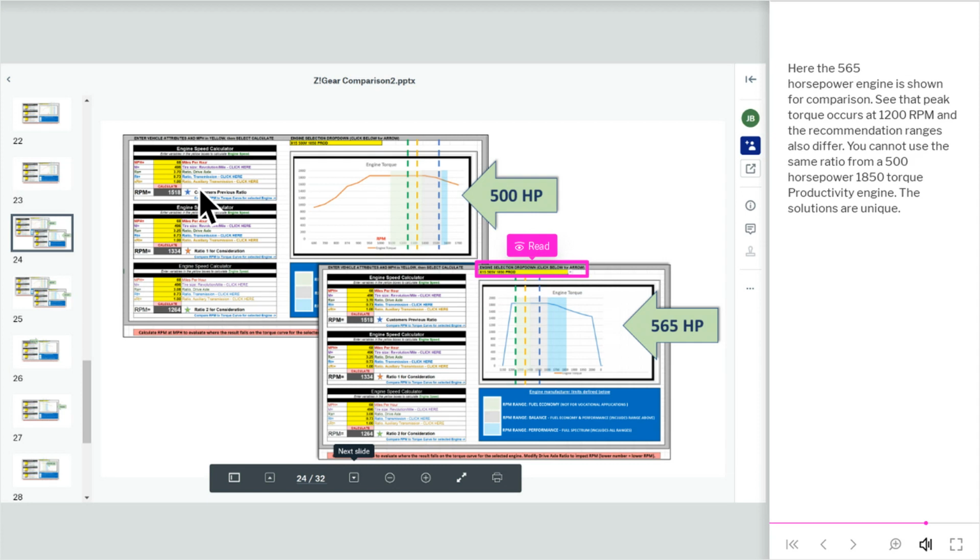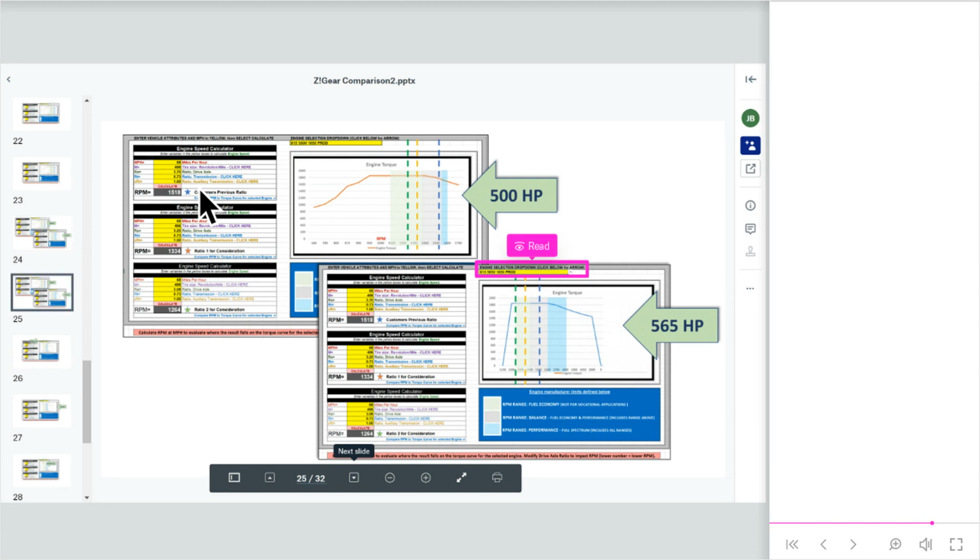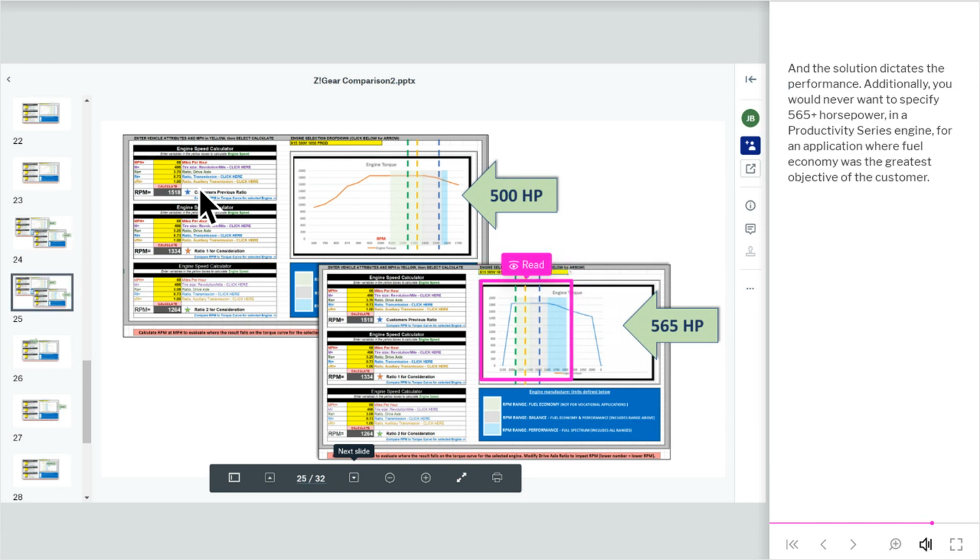Here the 565 horsepower engine is shown for comparison. See that peak torque occurs at 1200 RPM and the recommendation ranges also differ. You cannot use the same ratio from a 500 horsepower 1850 torque productivity engine. The solutions are unique, and the solution dictates the performance. Additionally, you would never want to specify 565 plus horsepower in a productivity series engine for an application where fuel economy was the greatest objective of the customer.